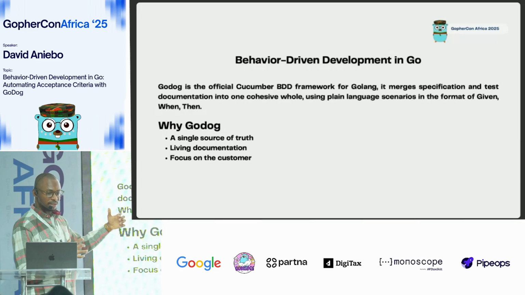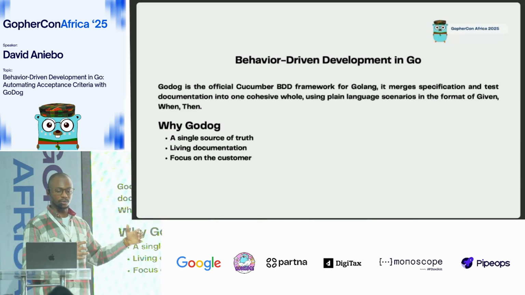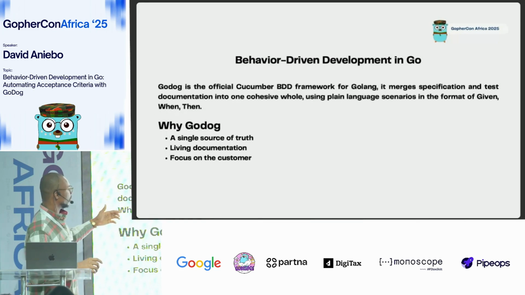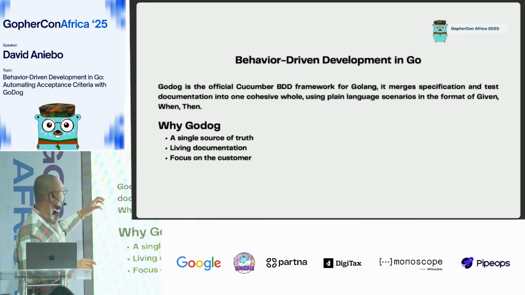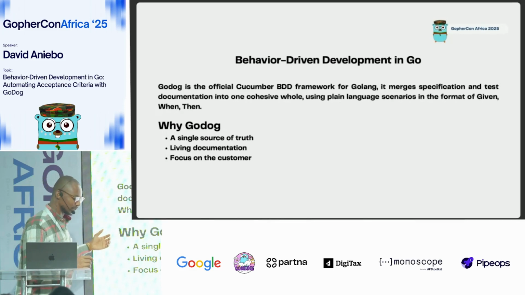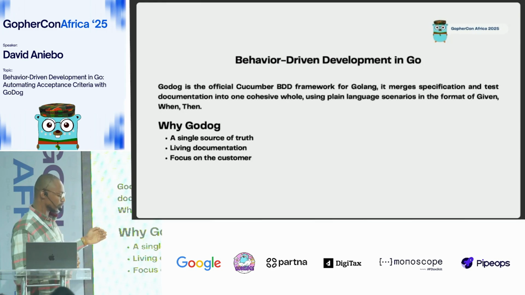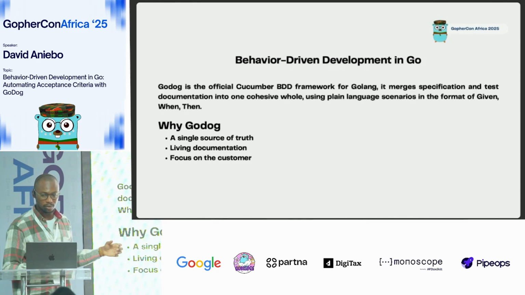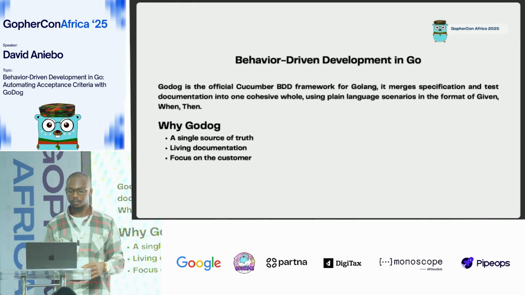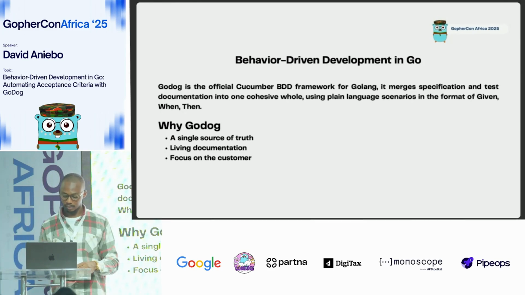So it merges our specifications, the scenarios with the program, with the code itself. And GoDog uses plain language scenarios in the format of given, when, and then. So why GoDog? It just helps us as a single source of truth. It helps us like a living documentation when building the software. Also, it focuses on the customer because we are building the software from the user perspective.